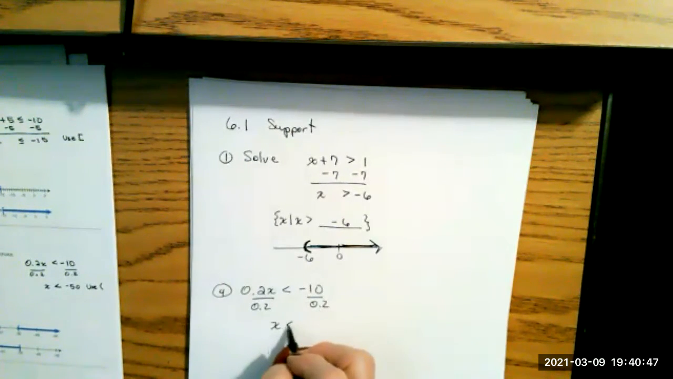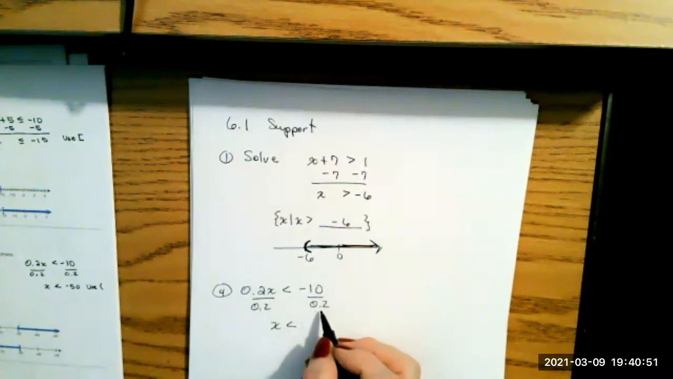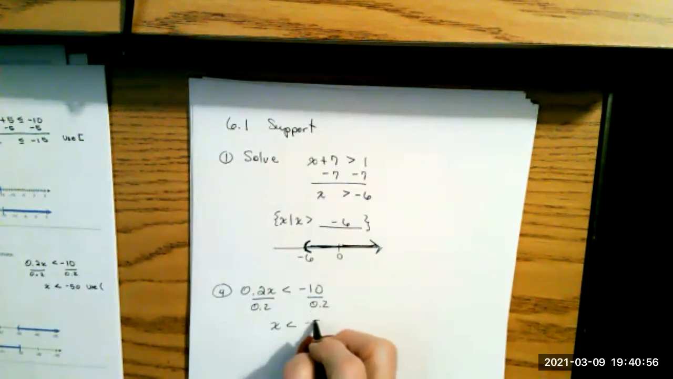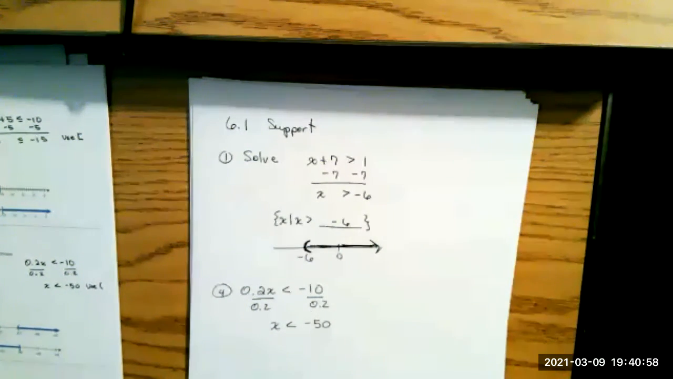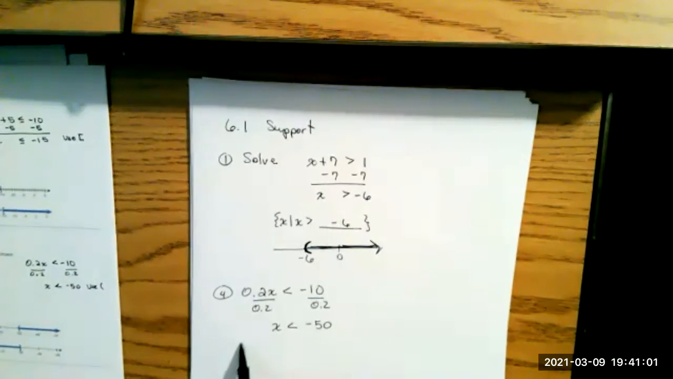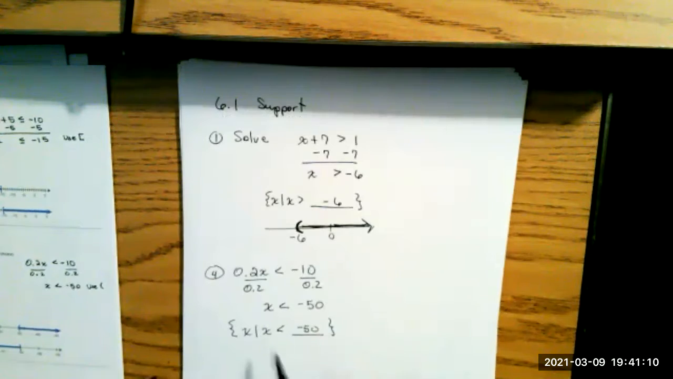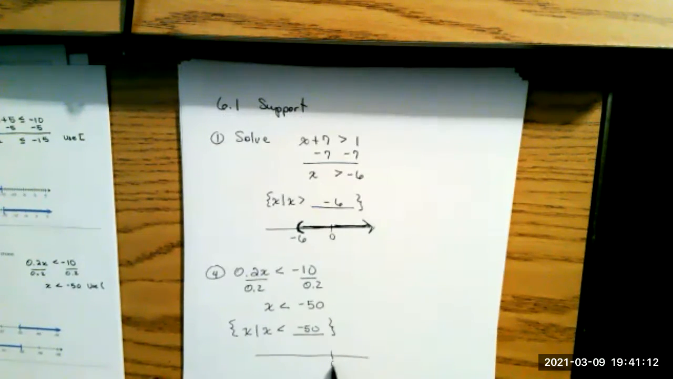And when you do that in your calculator, 10 divided by 0.2, that would be like moving the decimal place over 1. And when you do that, you get -50. So you're selecting the one that says x such that x is less than, and you put -50 in the blank. Then for the graph, you're looking at -50, and it's a parentheses because it's less than, and it goes this way.